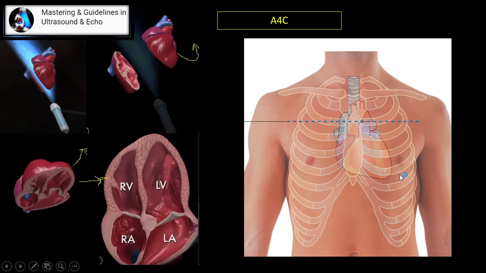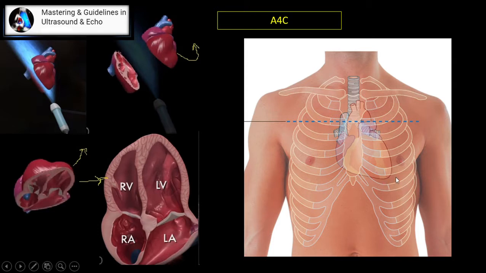So those are general rules, and for finding the apex, we follow the same technique and principle that we use in the parasternal window. We put the probe at the guessed spot for the apex, and from there, by searching in a circular manner, we can find the correct and actual apex of the heart.